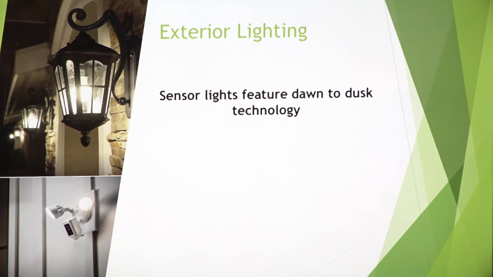And then you can also have motion activated lights. So if someone's pulling up the driveway, the light goes on in the driveway. So that's a really great security measure. And so that's it for the home.